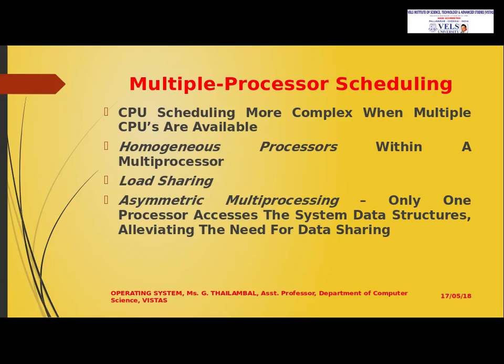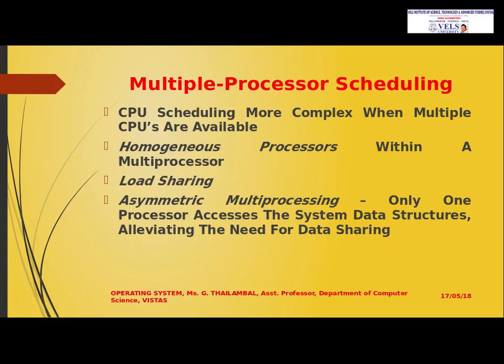What is homogeneous? A homogeneous processor will execute only the same type of process. Those processes can be given to homogeneous processors, and it will also be included inside multiprocessing. And what is asymmetric multiprocessing? Only one processor can access the system resources for its execution. That is asymmetric multiprocessing. But the advantage of using multiple processors is the load can be shared.